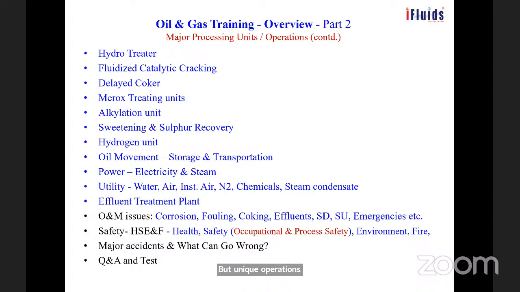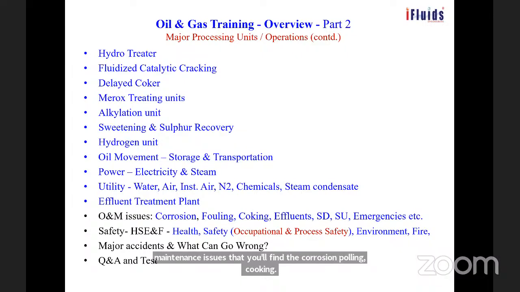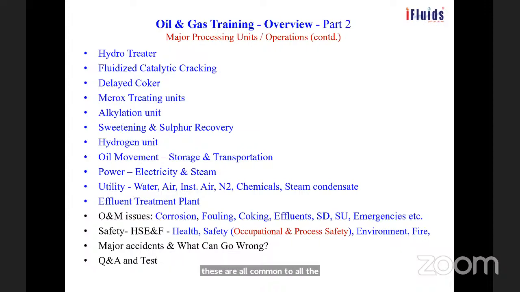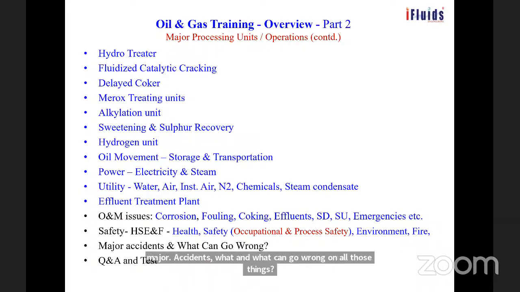Then O&M is operation and management, maintenance issues. In that you will find the corrosion, fouling, coking, effluent. There are so many other things associated with that. These are all common to all the plants. It's not that it's only applied to one plant. Most of the plants definitely face them during new startup, shutdown, or during the normal operation also. Then safety, then major accidents, what can go wrong and all those things. So this is more elaborate now.